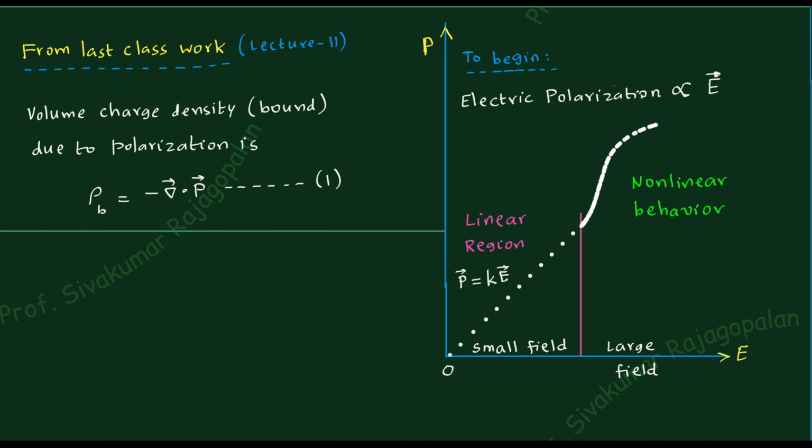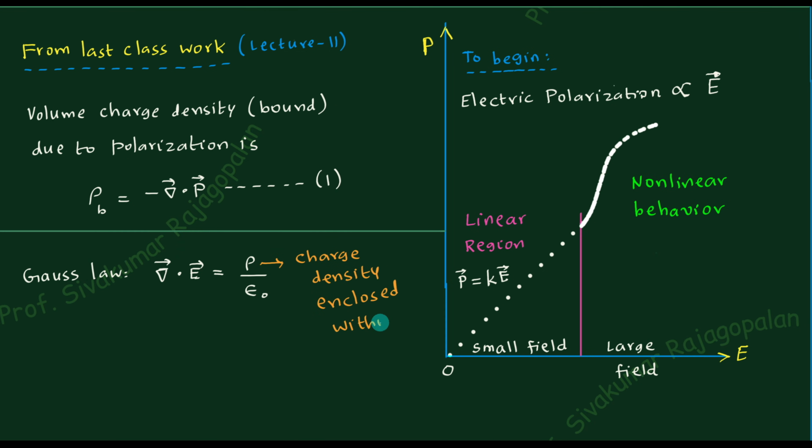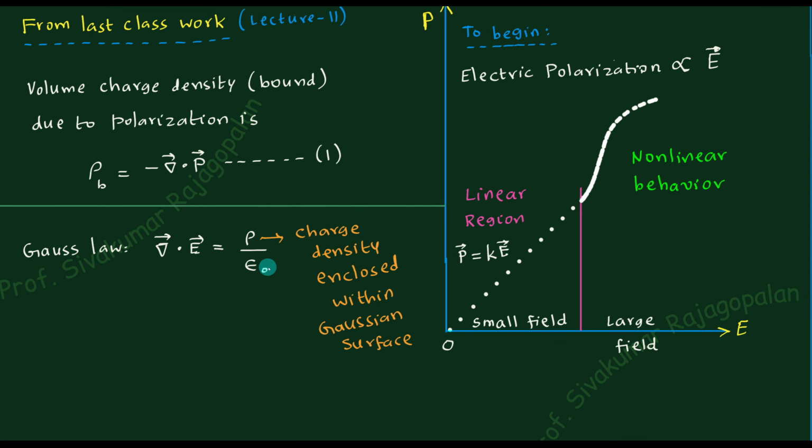So let me write down the Gauss law in the case of the vacuum. This is the standard Gauss law that you know in the vacuum, where rho is the standard terminology, namely the charge density, which is enclosed within the Gaussian surface. This is the standard starting point in the case of the vacuum. You know that this is for vacuum because of the epsilon 0 here.